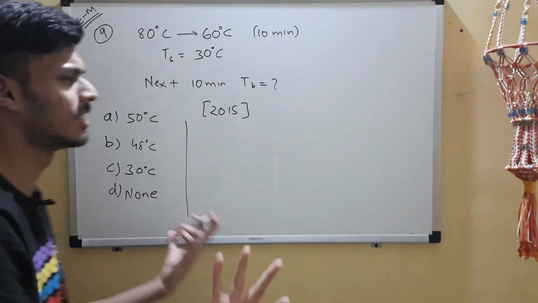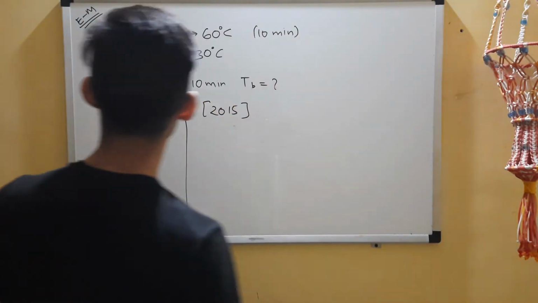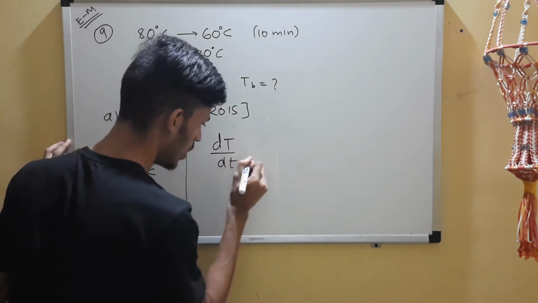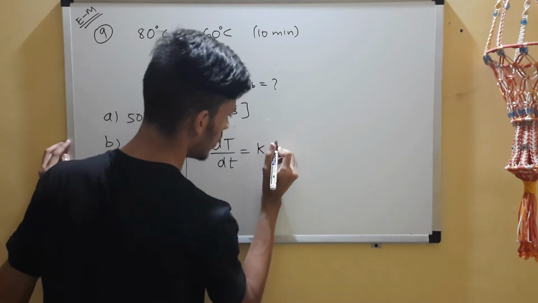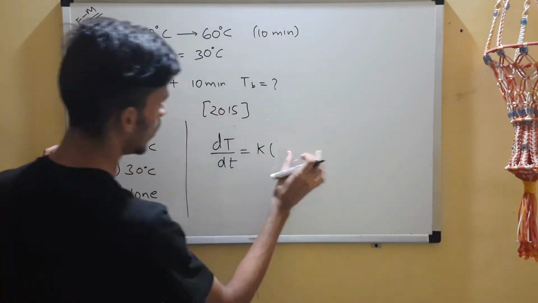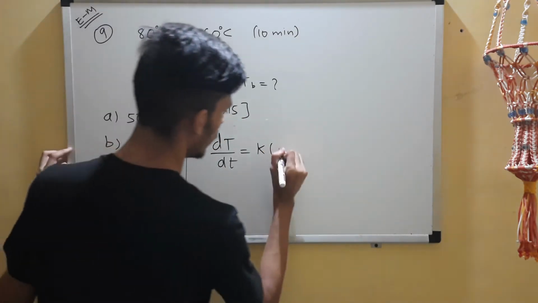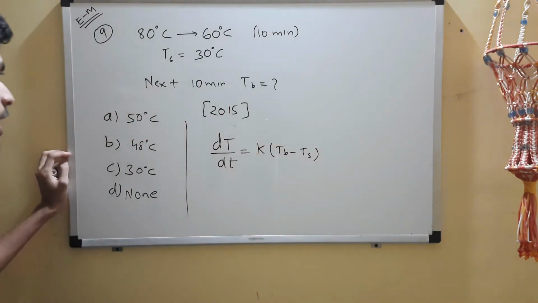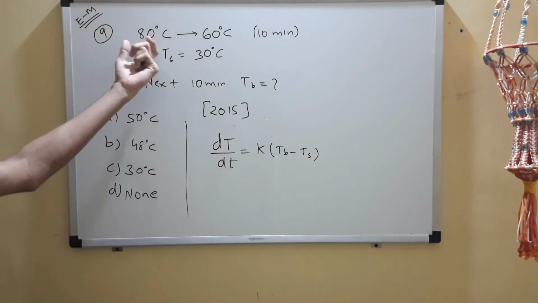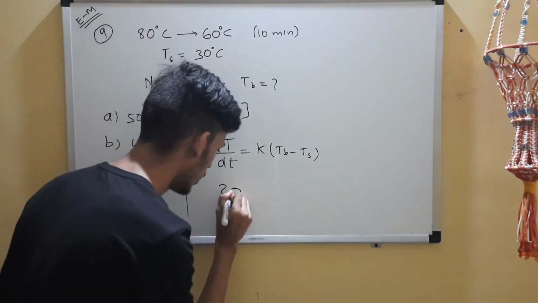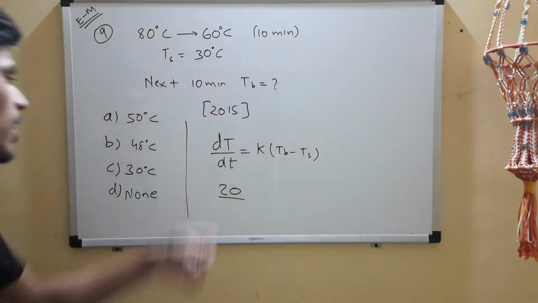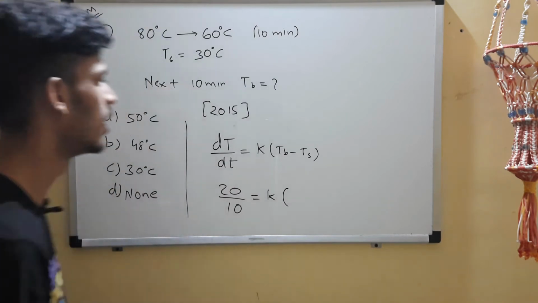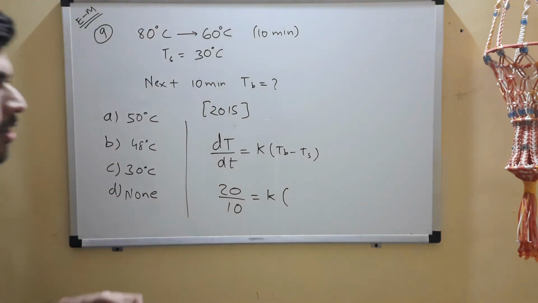Okay, so let's just apply Newton's law. It's quite a simple question. So dT, the rate of fall of temperature, is equal to k times the difference in the temperature of the body and the temperature of the surrounding, right? So it will be TB minus TS. So dT, the change in temperature, 80 minus 60, that is 20. This dt is the time taken, that is 10 minutes. This is k. Your temperature of the body, now you can see the temperature of the body is changing.